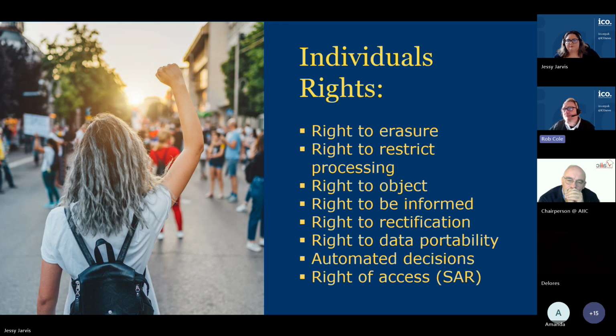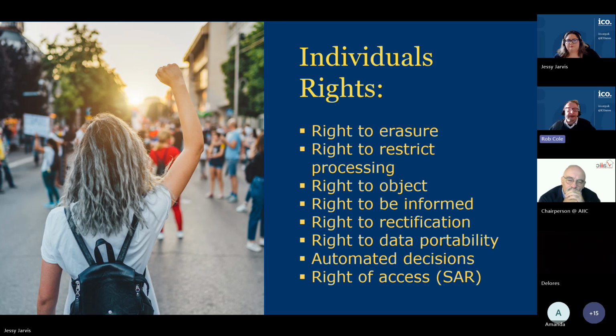Firstly, starting with the right to erasure. This is sometimes called the right to be forgotten, and you may have heard about this one from some of the media stories over the years. It essentially allows people to request deletion of their data in certain circumstances. A practical example might be an individual asking a social media company to delete their old account and all the associated data.